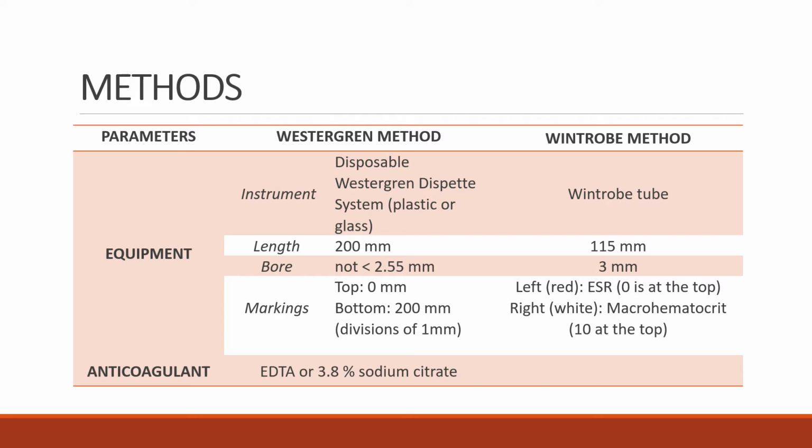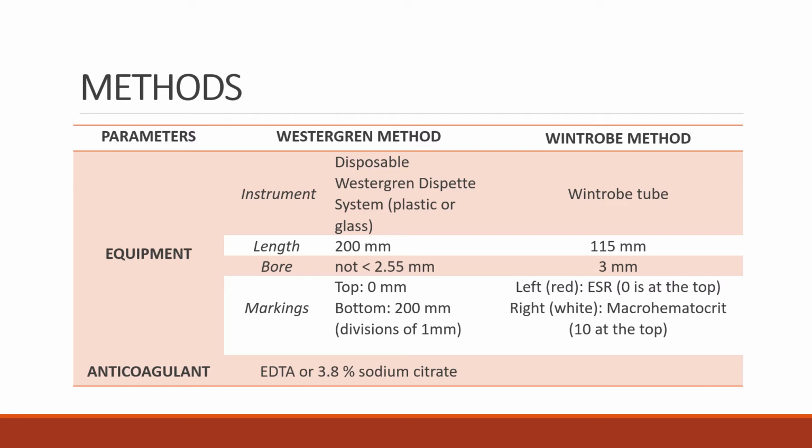So for the Westergren method, the instrument used is the disposable Westergren Dispette system, which is either made of plastic or glass, and the length of the tube used is 200 millimeters. The bore of the tube is not less than 2.55 millimeters, and in terms of the markings, the top portion of the tube starts with 0 millimeters and ends with 200 millimeters, which you will see at the bottom of the tube, with a division of 1 millimeter.